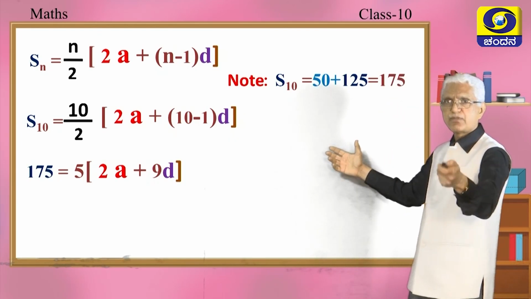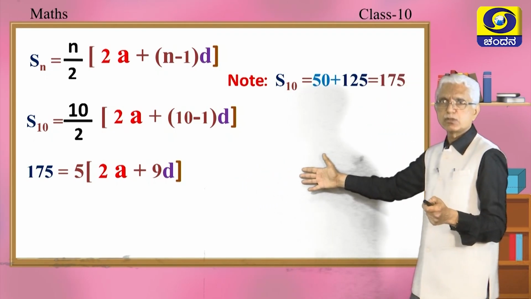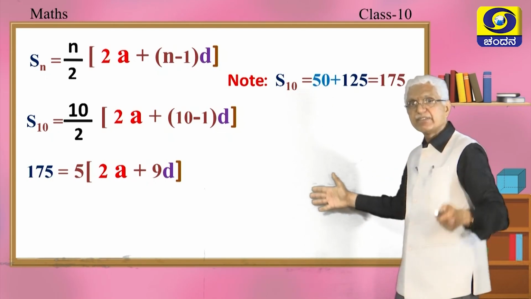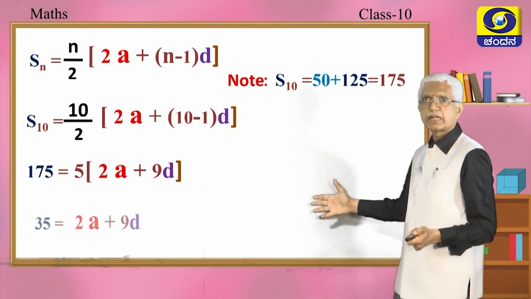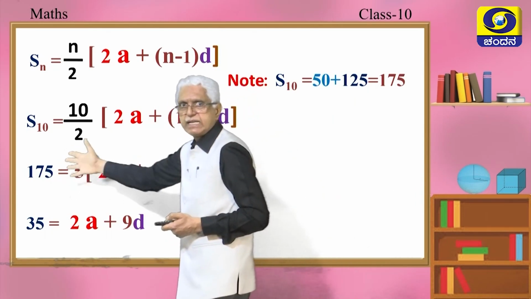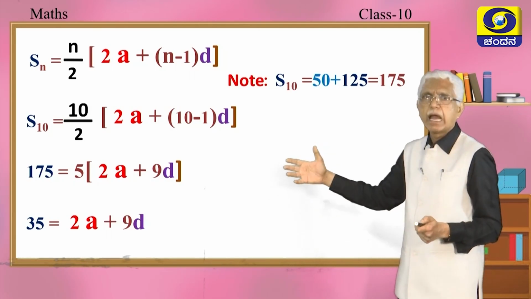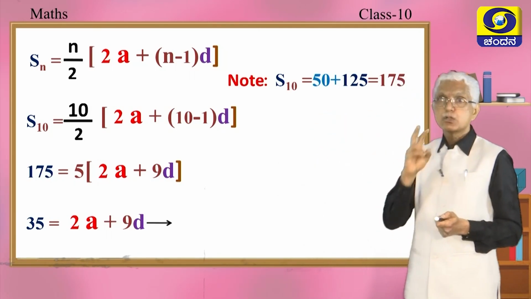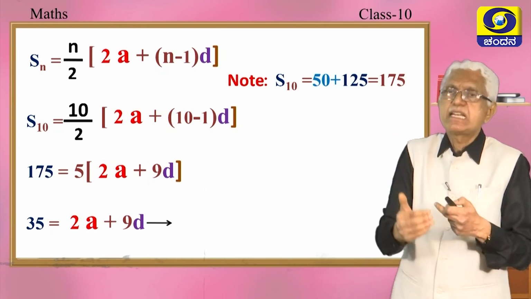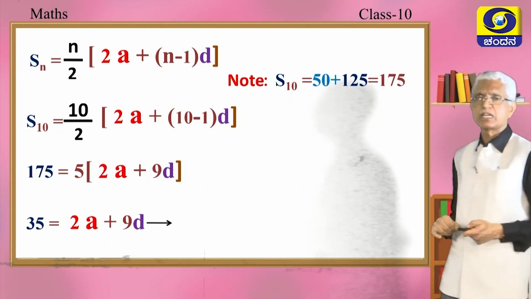10 by 2 is 5, 2A plus 10 minus 1 is 9, 9D. 175 is equal to 5 into 2A plus 9D. What have they done? 175 divided by 5, correct, should give you 35. 35 is equal to 2A plus 9D, and this is your second equation. So, you have 2 equations. The process of getting the pair of linear equations is different here. I am using the formula n by 2 into 2A plus n minus 1 into D in this case.